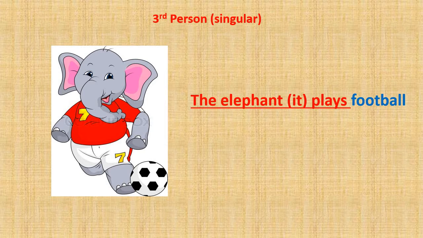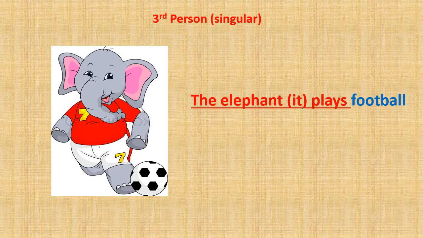And then the elephant or it plays football. I have written the elephant and it because we know that it and any name is also the third person singular number, and I have explained these two cases, any name or it, within this singular example. Okay, so look at the example, the elephant or it.